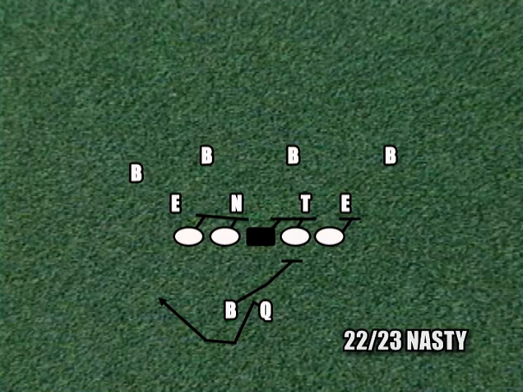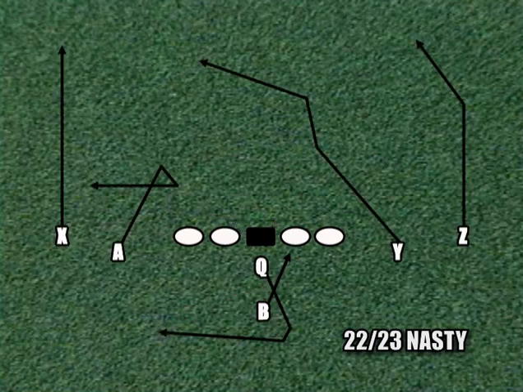The offensive line will execute gap blocking schemes. If it's 22, they'll all block the gap to their right. If it was 23, they would all block the gap to their left. Right here, we're using 22. This is 22 nasty, so we're faking the action to the right, which is 22, and the quarterback is naked bootleg back to the left. The offensive line would block the gap to their right.